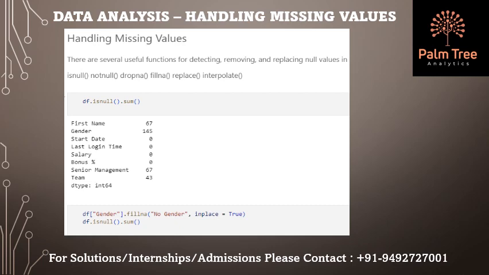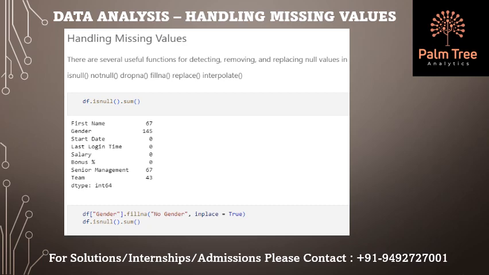In this case, the data frame shows first name having 67 nulls and gender having 145. Start date, last login time, salary, and bonus percent don't have any null values. Then senior management has 67, and team has 43 null values.